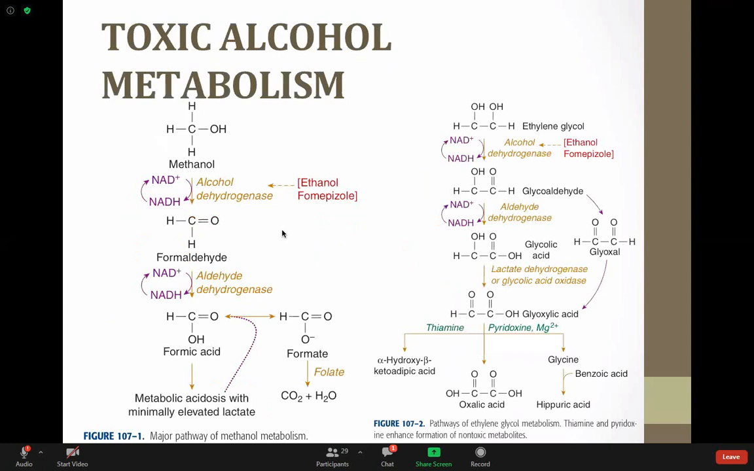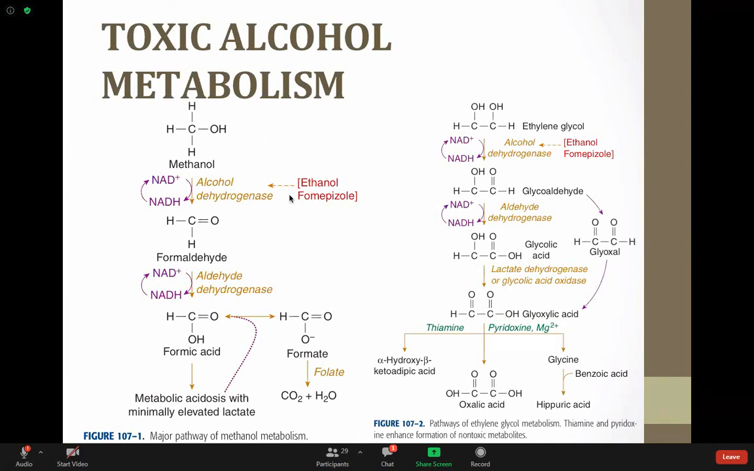All right. So here we block alcohol dehydrogenase by using either ethanol or fomepizole, because ethanol and fomepizole have higher affinity to alcohol dehydrogenase than methanol or ethylene glycol. So if you block this enzyme, you prevent the metabolism of methanol and ethylene glycol into the toxic bad metabolite, and these get excreted in the urine slowly. It takes time, but they finally get excreted in the urine.